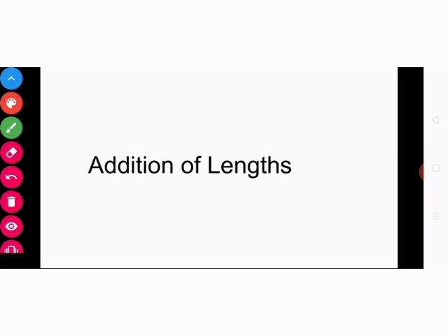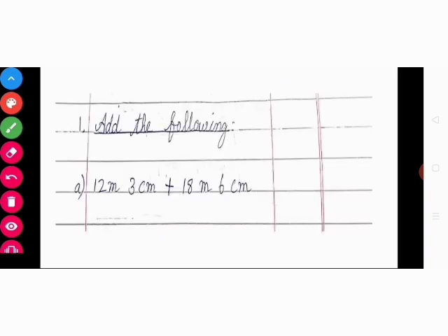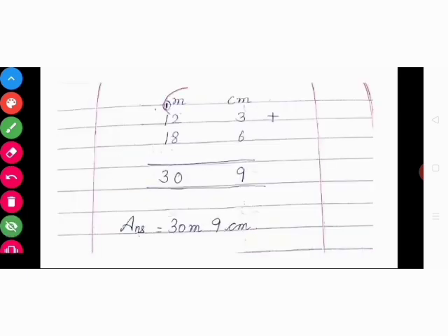Okay children. And then look at next topic, addition of length. What is the topic? Addition of length. Look at the example sums. Add the following: 12 meter 3 centimeter, and then next 18 meter 6 centimeter. So you want to add. How to add? First you want to write the bigger unit and then the smaller unit. So the bigger unit is 12 meter 3 centimeter, 18 meter and then 6 centimeter.